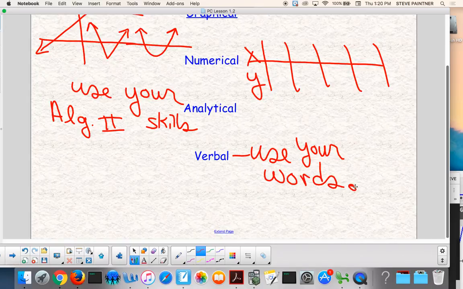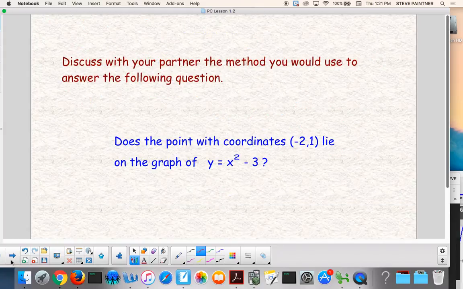So there's actually 4 ways we can look at equations and tackle them. We can graph them, we can make tables, we can use our algebra skills to work it out and figure out answers, or we can just use our words. All right, now here's where we actually start our notes. You need to start writing things down now.